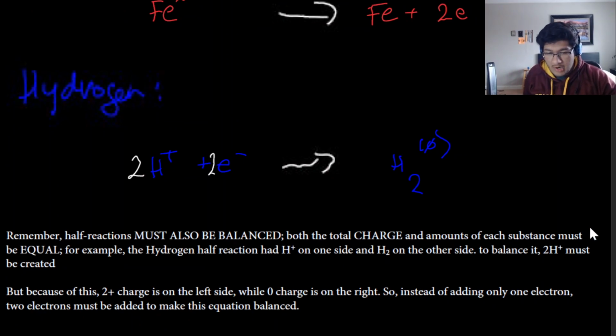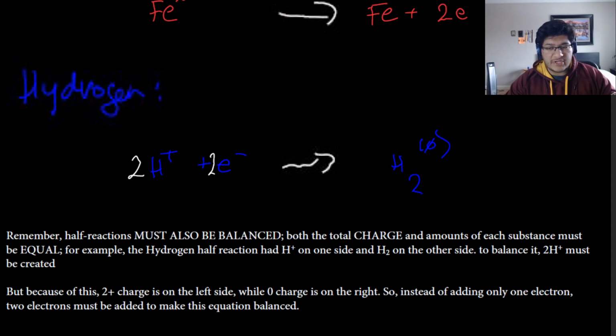Both the total charge and amounts of each substance must be equal. So for example, the hydrogen half reaction had 1 H plus on one side and H2 on the other side. So to balance it, 2 H plus must be created, but because of this, 2 plus charge is on the left side, while 0 charge is on the right. So instead of only adding 1 electron, we're adding 2 electrons to make this equation balanced.